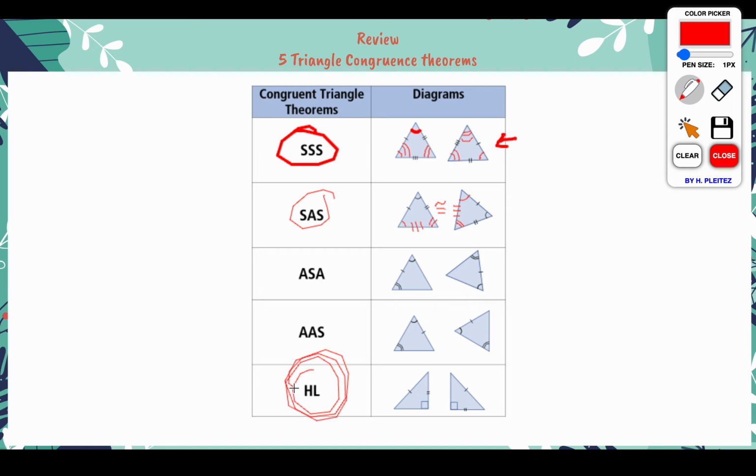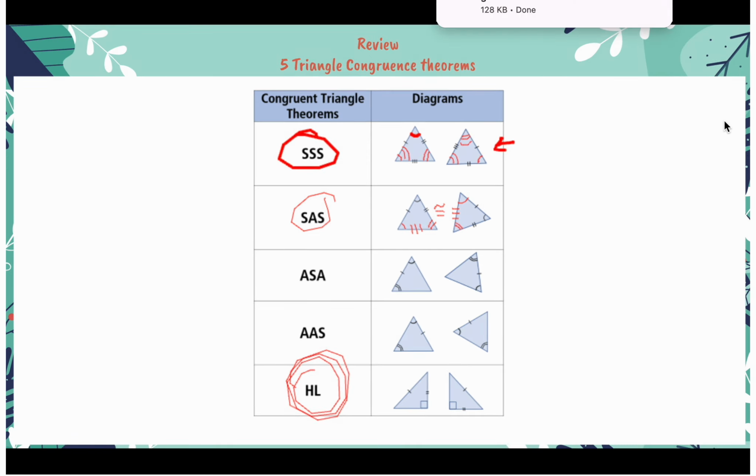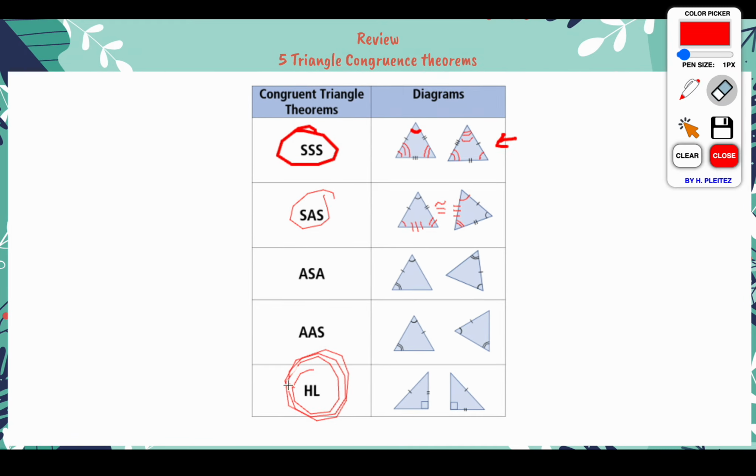A lot of people confuse HL though. For HL, you do need a right triangle, but just because you have a right triangle does not mean you're going to use HL. In order to use HL, you need to have that the hypotenuses of your right triangles are congruent, and then one of the legs must be congruent as well.